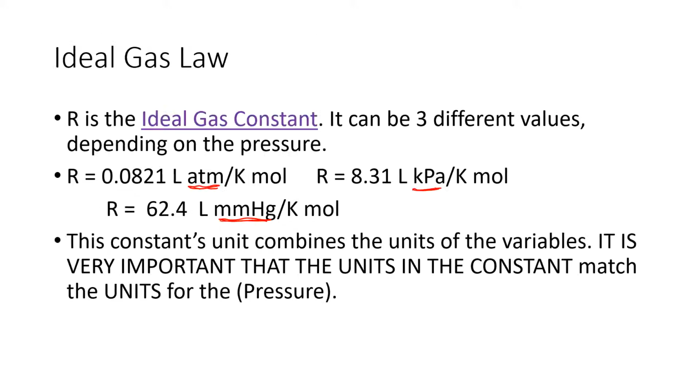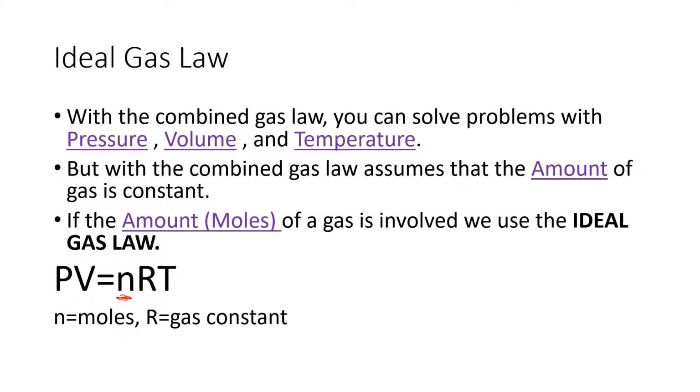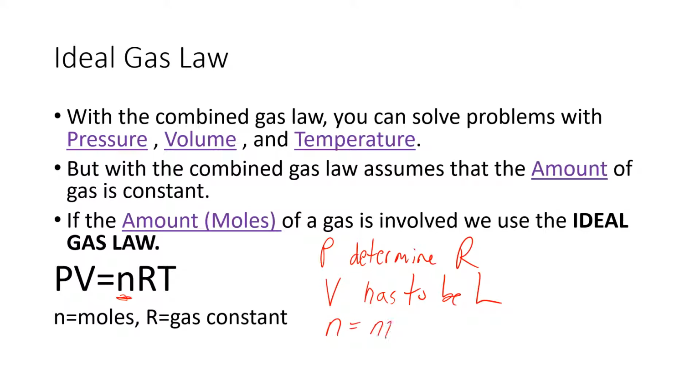Actually, another thing before we get into that, the PV equals nRT. So the P determines the R. The pressure will determine which R you use. The other thing that's important here is the V has to be in liters, and the R we already determined. N has to be moles, not grams. So that has to be moles. Occasionally something in grams will be given, and you'll have to do a conversion.